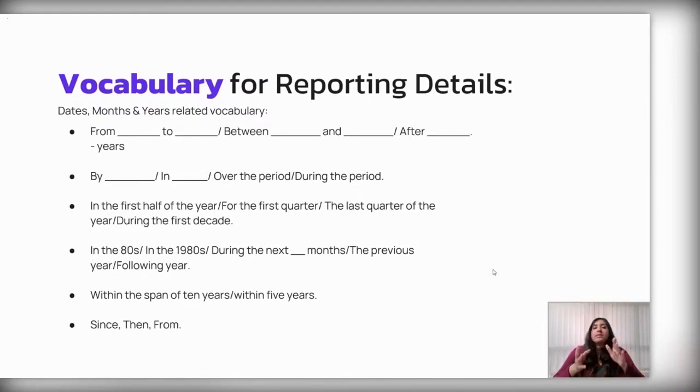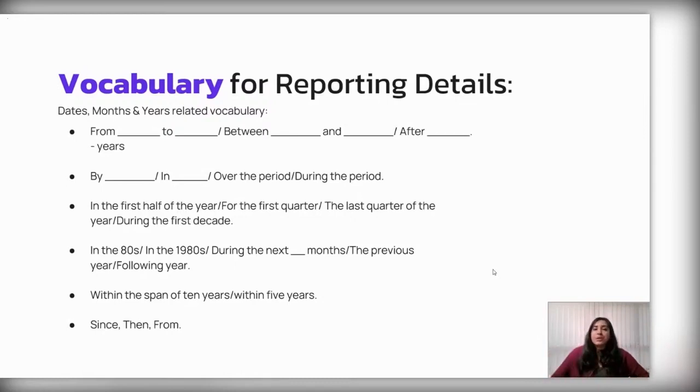Another one, sometimes you'll get questions where it's in a 10-year span. So you can say in the first half of the year, where you're looking at the first 5 years, right? If it's a span of 10 years, or in the first 3 years, if there's a change in that, you can say in the first half of the year. Okay, but first half, 6 months, it depends on the time. Or for the first quarter, or in the last quarter of the year, or during the first decade.